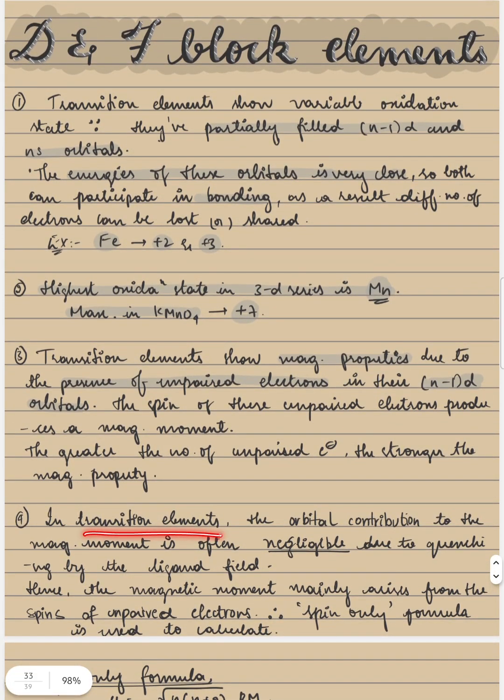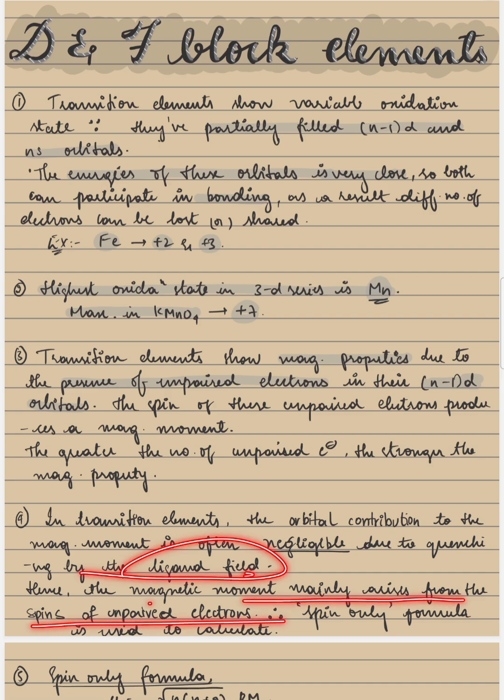Next, in transition elements, the orbital contribution to the magnetic moment is often negligible due to quenching by the ligand field. Hence, the magnetic moment mainly arises from the spins of unpaired electrons. Therefore, the spin-only formula is used to calculate it. The question is, why is only the spin-only formula used and not the orbital contribution? Because in transition elements, orbital contribution to magnetic moment is negligible due to quenching by the ligand field. Hence, magnetic moment mainly arises from spins.